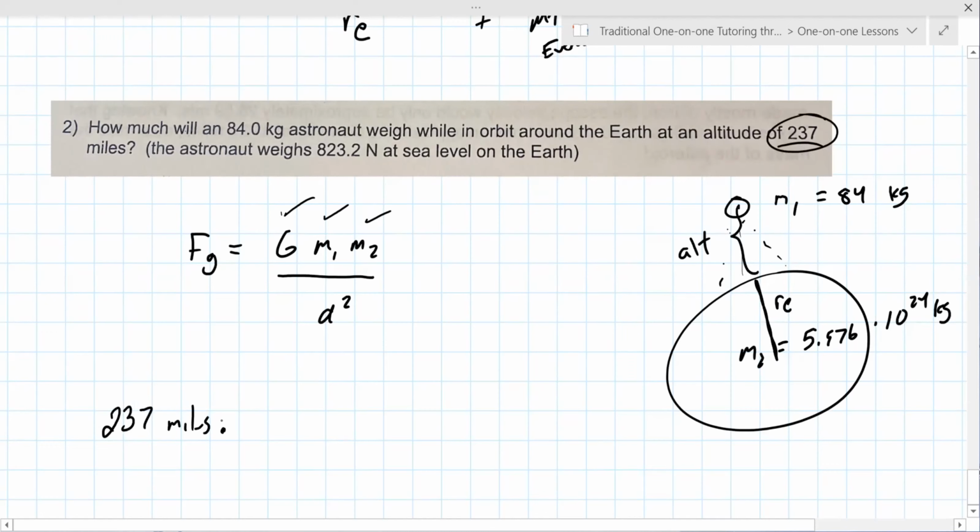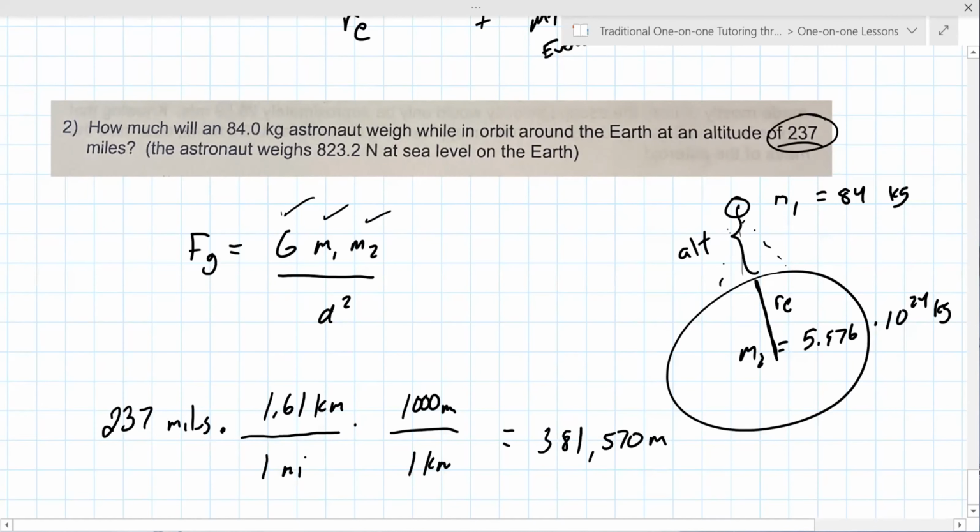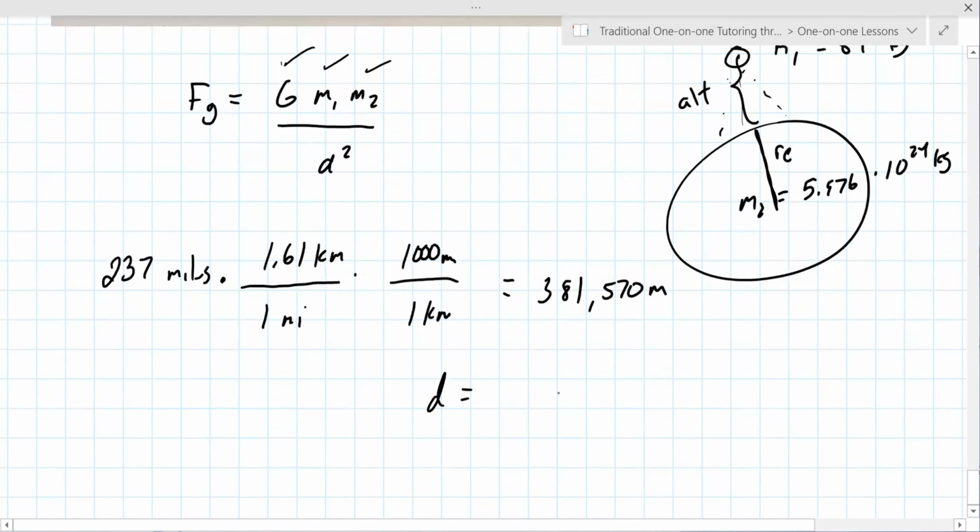We need to get that into meters. So 1 mile is 1.61 kilometers, and 1 kilometer is 1,000 meters. So we get that number. It looks like it's 381,570 meters. So your D this time is the radius of the Earth plus the altitude. The radius of the Earth doesn't change. That's 6.378 times 10 to the 6th plus 381,570 meters. So we've got all the quantities now to be able to do this problem.